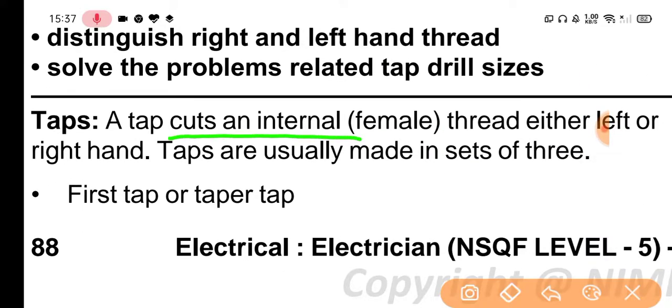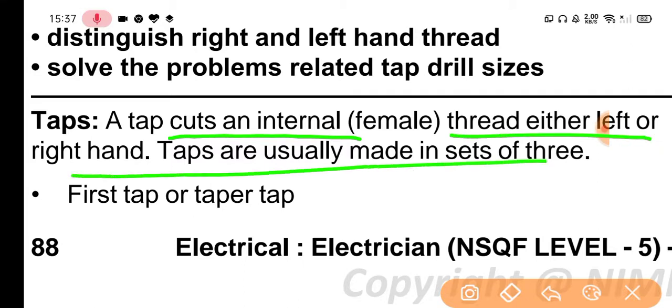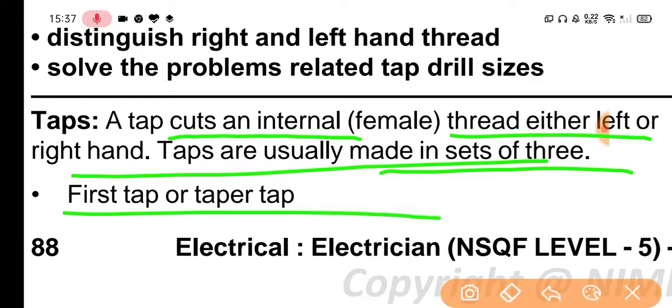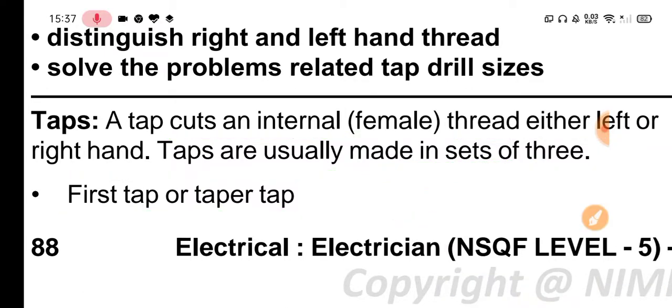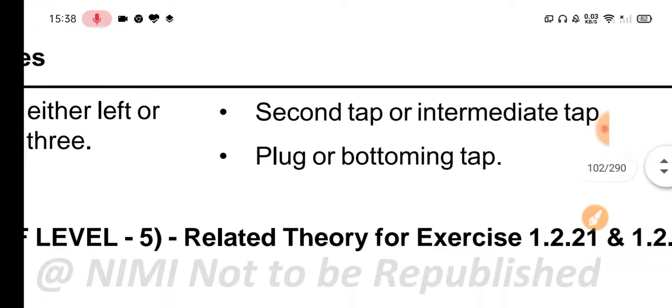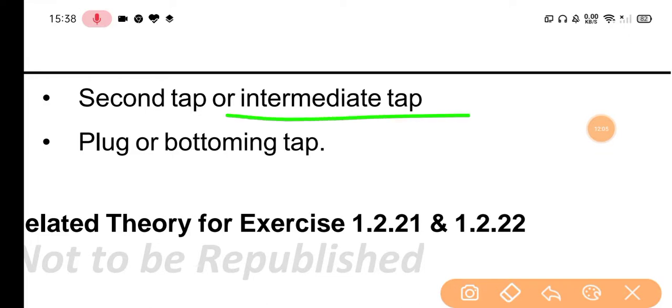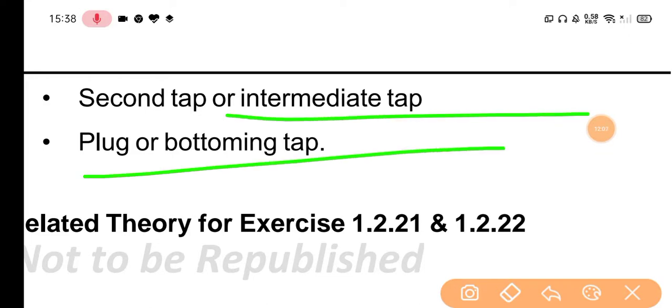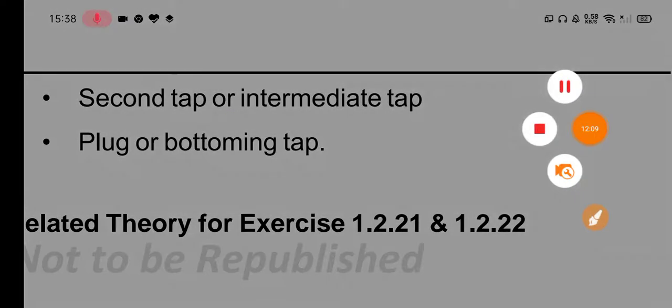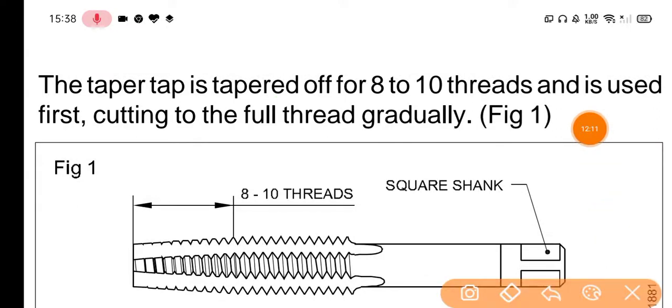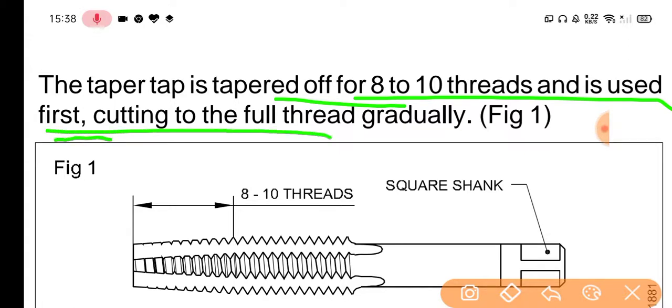A tap cuts internal female threads, either left or right hand. Taps are usually made in sets of 3. First tap, or taper tap. Second tap, or intermediate tap. Plug tap, or bottoming tap. The taper tap is tapered for 8 to 10 threads and is used for first cutting to the full thread gradually.